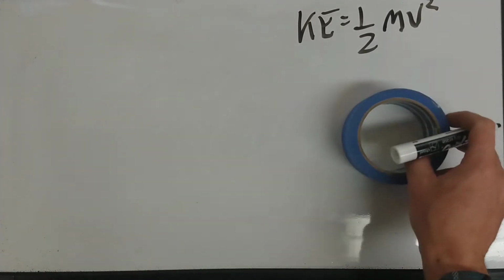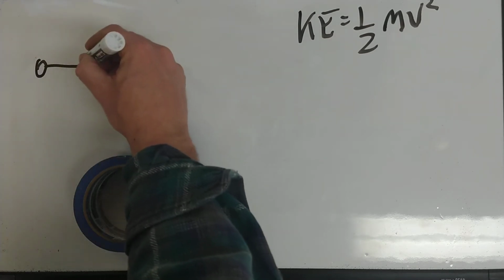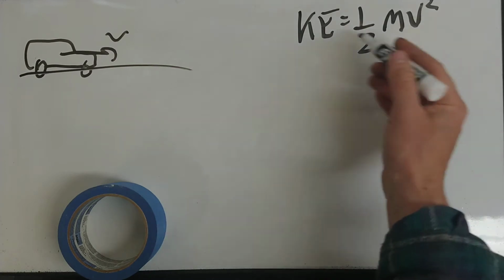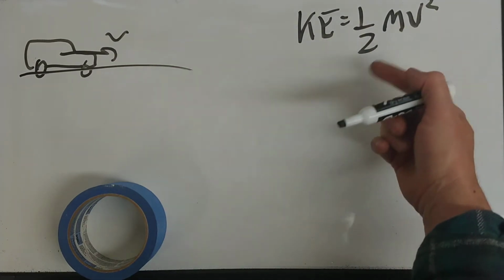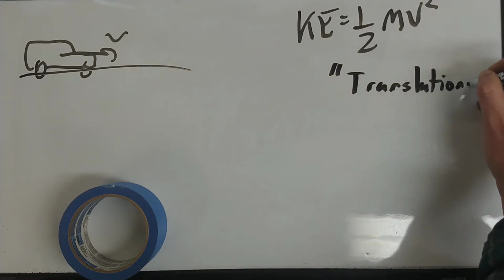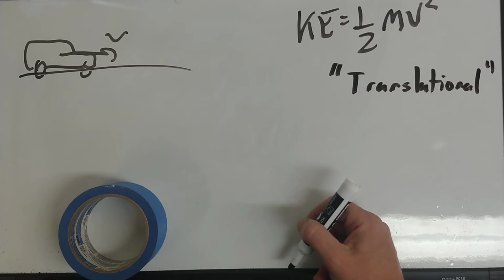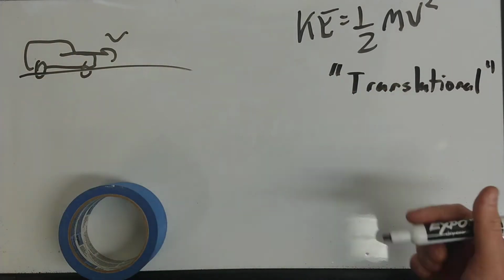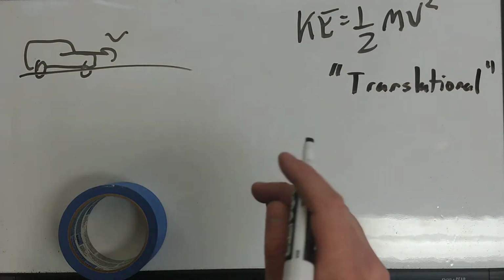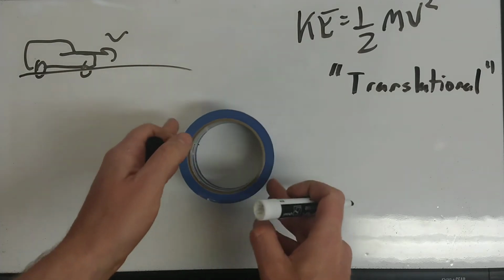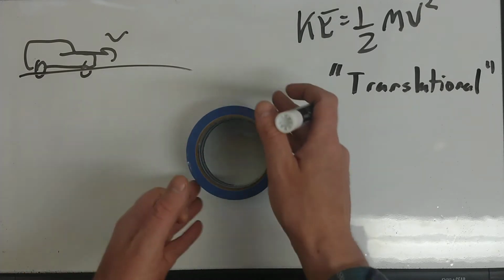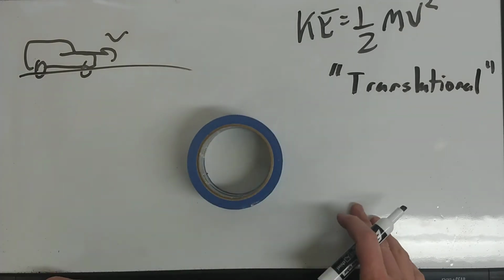Now, typically when we've done this, it's been like a car or something moving at some velocity in a straight line. This is linear energy, sometimes we call this translational kinetic energy. It's the energy of linear motion, translational motion, meaning moving from one location to another. Rotational is different. This isn't moving translationally. It's rotating with some kind of energy. So how do we figure that out?